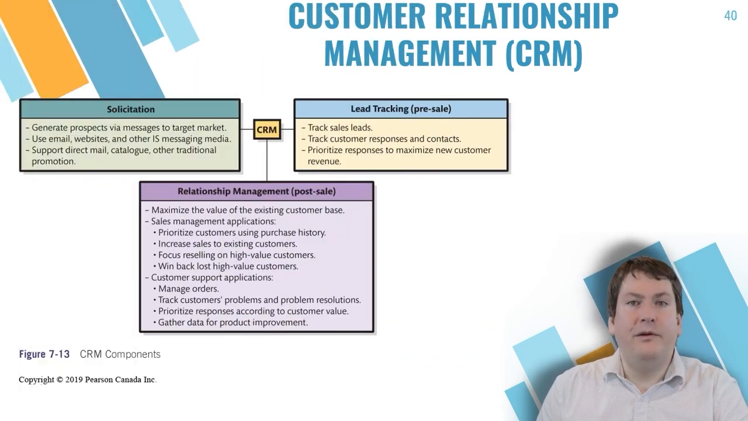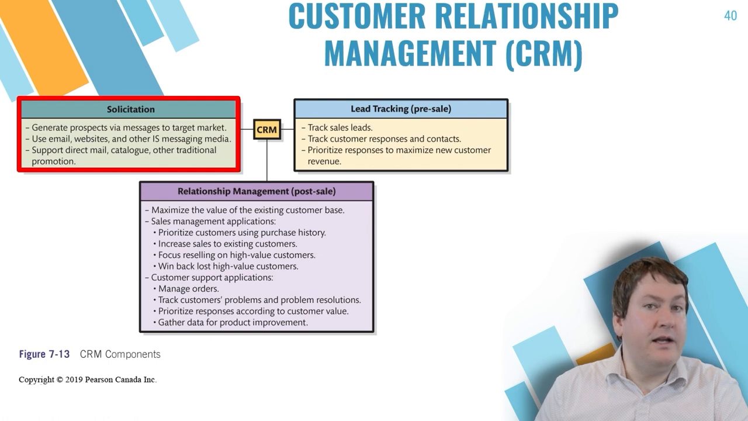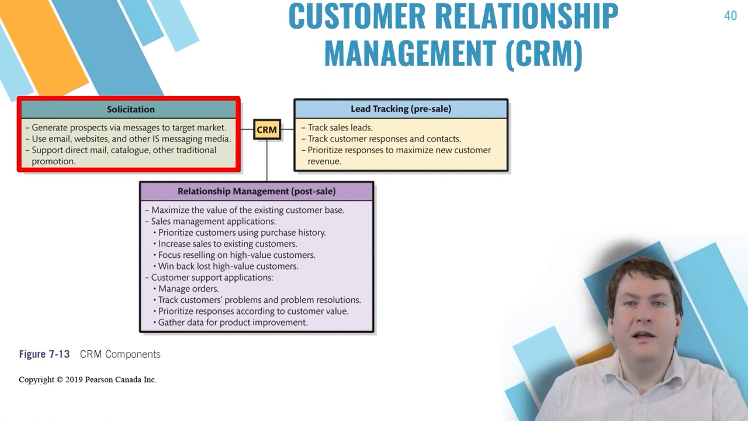The last thing I'll mention about CRMs is that they can be subdivided into three main components. Solicitation components are used to send messages and advertisements to a target market of potential customers. This messaging can be through emails, business websites, targeted ads, or through social media. You can also use more traditional methods such as sales calls, catalogs, and direct mail advertising. These all tie into the marketing activities of a business.